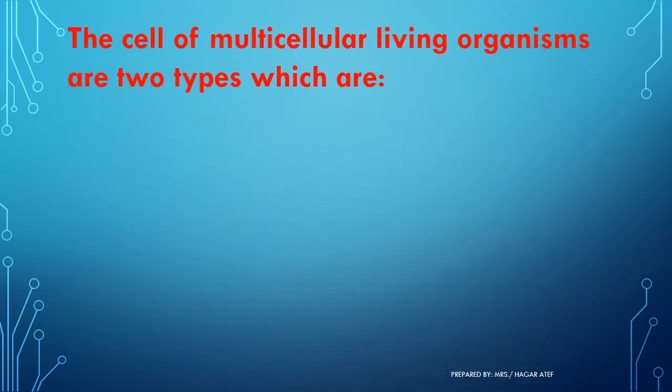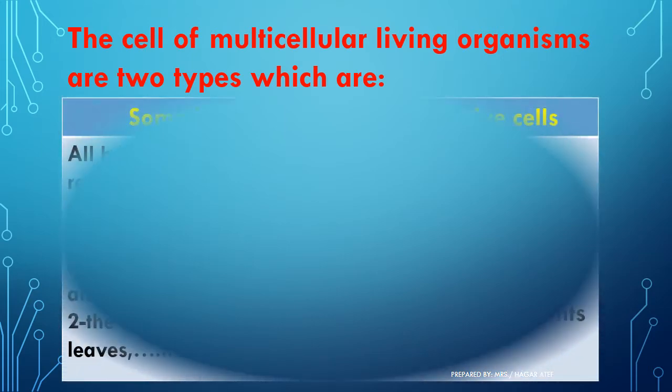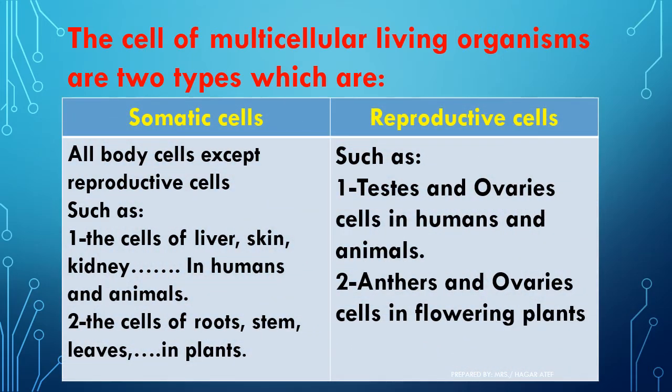The cells of multicellular living organisms are of two types. Number 1, somatic cells, which are all body cells except reproductive cells, such as the cells of liver, skin, and kidney in humans and animals, and the cells of roots, stem, and leaves in plants. Number 2, reproductive cells, such as testes and ovaries cells in humans and animals, and anthers and ovaries cells in flowering plants.